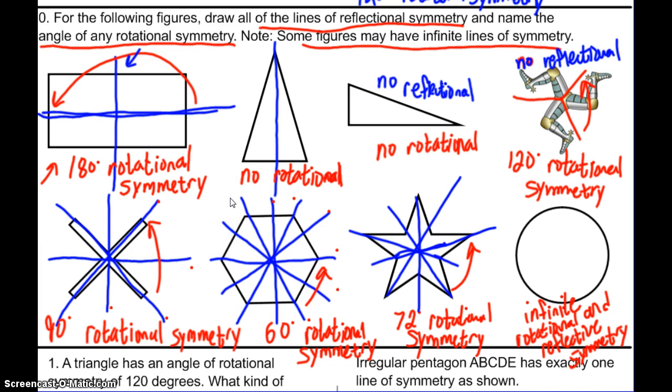And to figure out 60 degrees, remember, we just take the full 360, and notice that we only need a sixth of a turn. So 360 divided by 6. Again, 6 sides, 1/6 of a turn, 60-degree rotational symmetry.